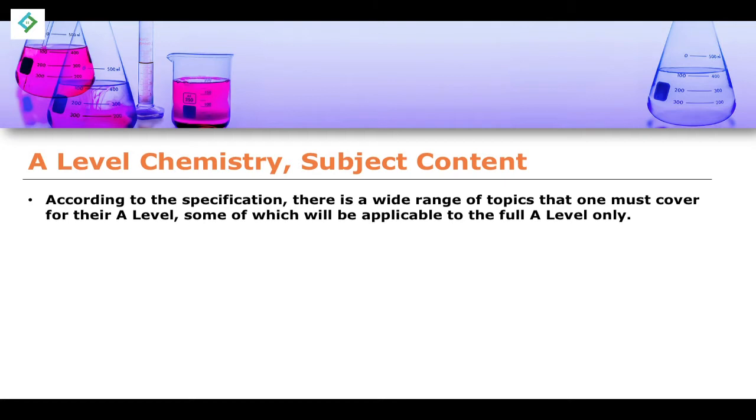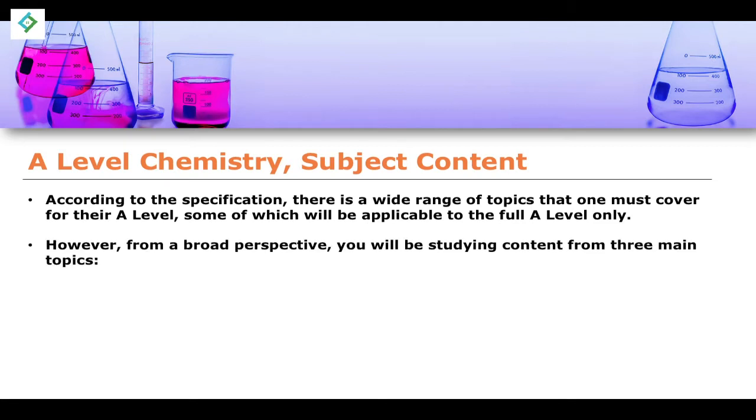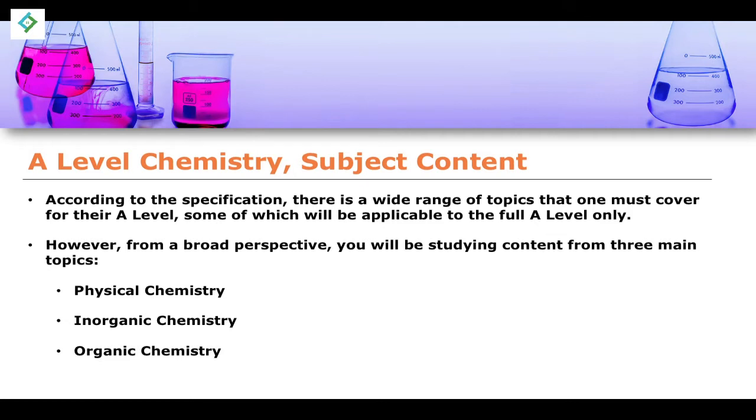So the way in which it is split is that we will have a series of topics that I will call in this video core topics, which are for the AS level as well as the A-level, and then there will be additional topics which are for the A-level only. From the broad perspective of chemistry specifically, you will be studying 3 main topics that will then be split into a number of subtopics. You'll begin by doing physical chemistry, then inorganic chemistry, and then organic chemistry. So all of the content for the full A-level for AQA can be split into these 3 quite broad topics.